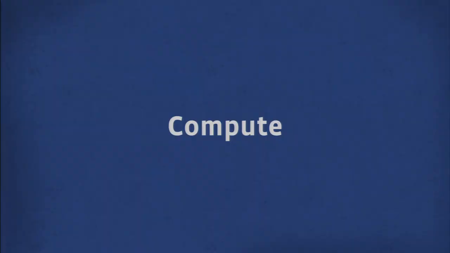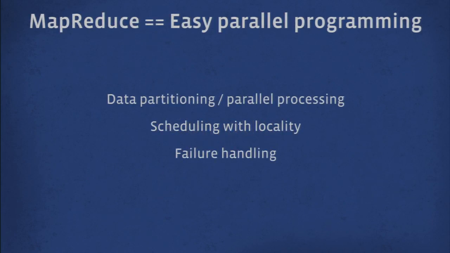Okay, so let's talk about compute. MapReduce. I just call it easy parallel programming, or parallel programming for dummies. Basically, it handles everything for you, right? So data partitioning, that's a huge problem in any parallel programming system. Like, how do you send data around? How do you manage the data model? MapReduce takes care of that. Scheduling for locality. We don't all have fast networks, so understanding how to take advantage of the data when it's local, being able to ship computation to data rather than the other way around, is something that MapReduce does for you.